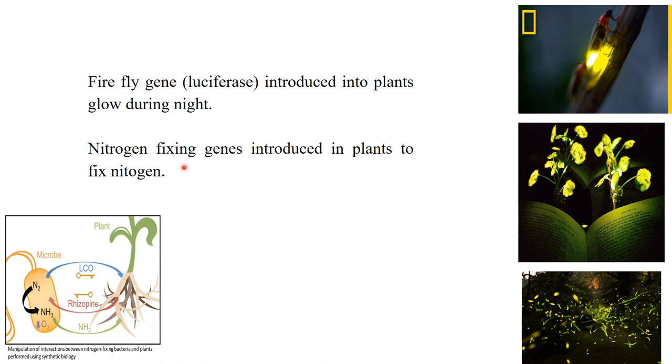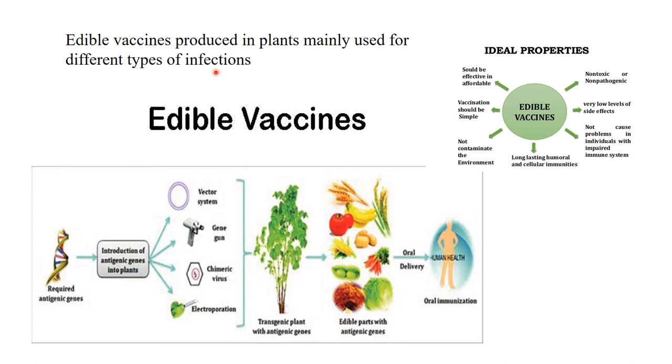Edible vaccines produced in plants are mainly used for different types of infections. When we introduce the gene of interest for specific proteins, or whatever we want for any specific type of infection, introduction of the endogenic genes into plants by using different techniques, vector system, gene gun, viruses or electroporation, this plant is a transgenic plant with antigenic genes. This plant will produce the fruit. That fruit has our desired protein. This fruit is now used as a vaccine, an oral vaccine. This is called the edible vaccine.